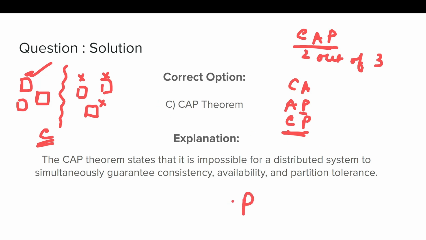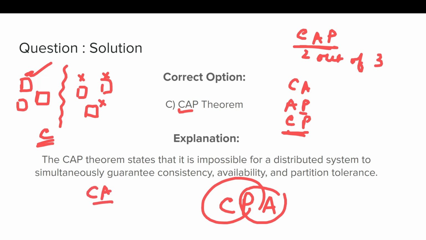With P, you can have either C or A, not all three together. That is why with the CAP theorem, having all three together is not possible. Either with P you have C, or with P you have A. CA is technically not possible.